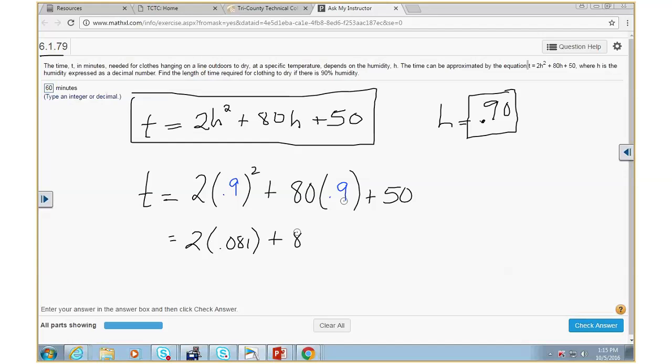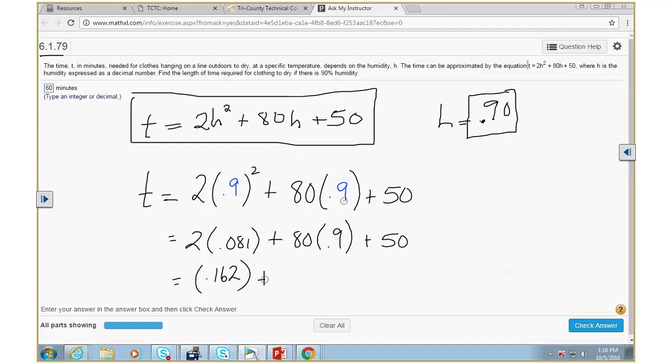Plus 80 times 0.9 plus 50, and you can do this on the calculator. So somebody do 2 times 0.081, somebody give me that number. What is it? 1.62. 0.162. 2 times 0.081.